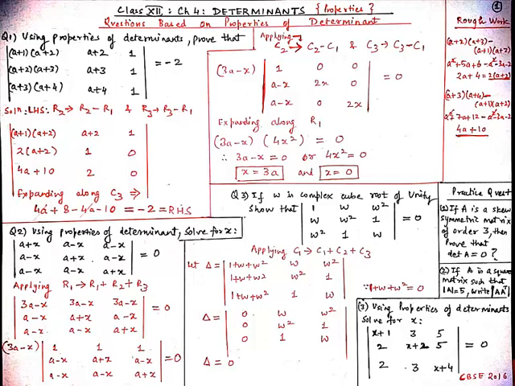And in this question, when we apply operation C1 tends to C1 plus C2 plus C3, every element of C1 will become 1 plus omega plus omega square. And now we know that 1 plus omega plus omega square is equal to 0. So from here, our determinant will have column 0, 0, 0 with omega, omega square, 1 and omega square, 1, omega. So from here, if any row or column is identical or proportional, we know by the property of determinant that its determinant is equal to 0.